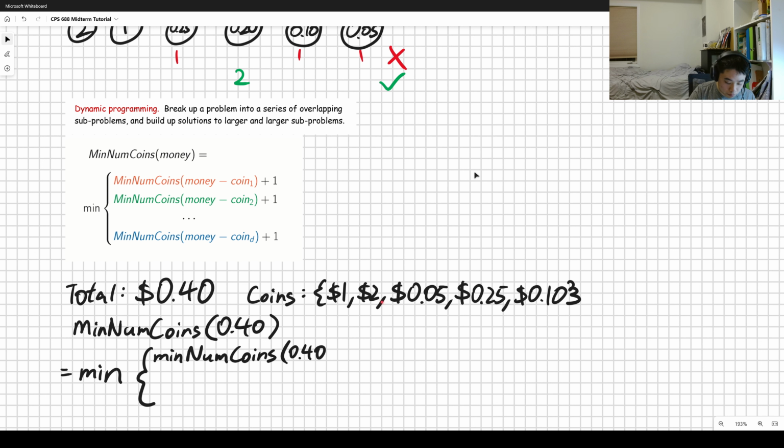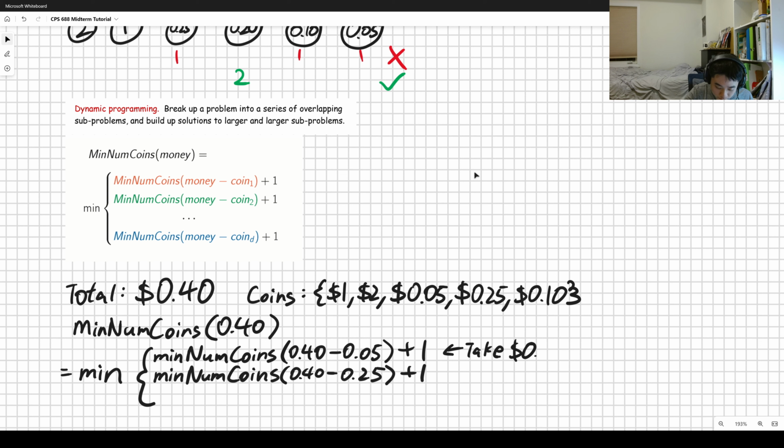We could do 5 cents, and then we can also look at doing this with 25 cents. That's fine. And then we add one for taking the coin, so let's see, take the nickel, and then we take the quarter, and finally, for the last coin, we can just take the dime.